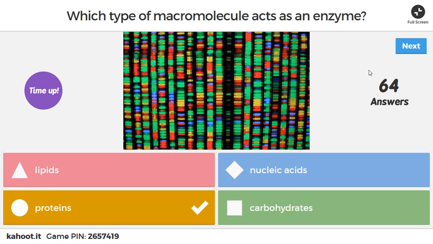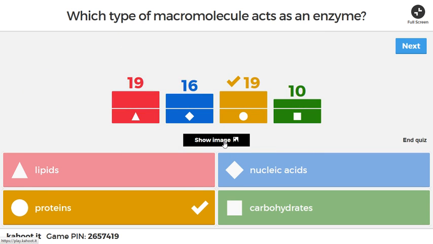Okay, it doesn't look like everybody got to this one, but it's going to be proteins. So we see we're almost even everywhere, but proteins act as enzymes, and proteins are going to speed up the rate of reactions, which is what enzymes do. If you want to take notes, don't feel like you have to rush through and get everything written down. This video will be up after the stream is over.